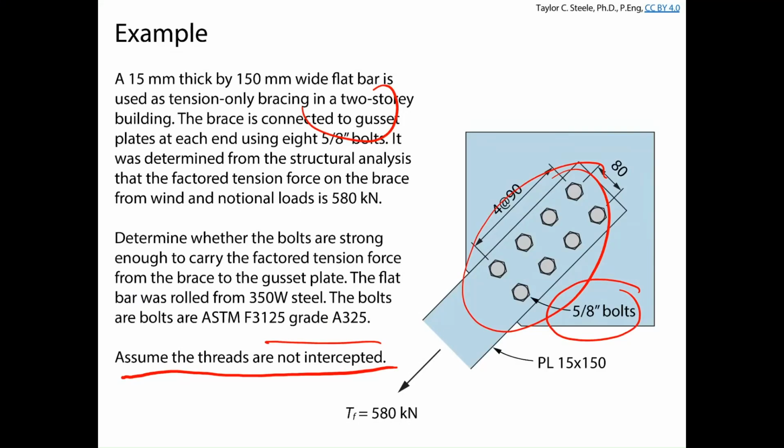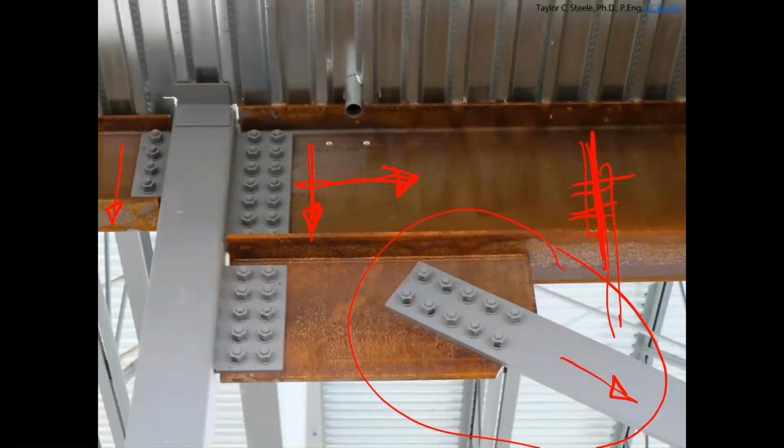The other thing we need to know is if they're in single or double shear. I've shown you a picture of a brace that looks like this before, and in fact, I showed you a very similar brace previously here. Did we decide that these bolts are in single shear or in double shear? Single shear. Great. So we know the bolts are in single shear. So we know that in terms of shear planes, we have M as 1. In terms of number of bolts, we've got 8.